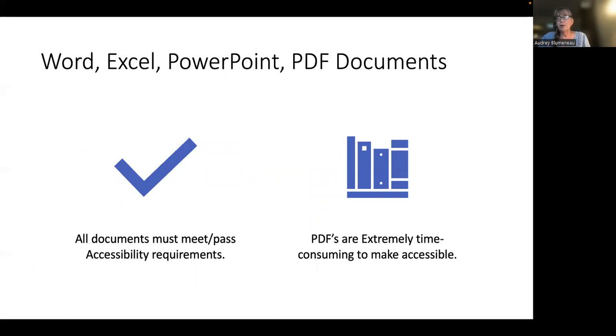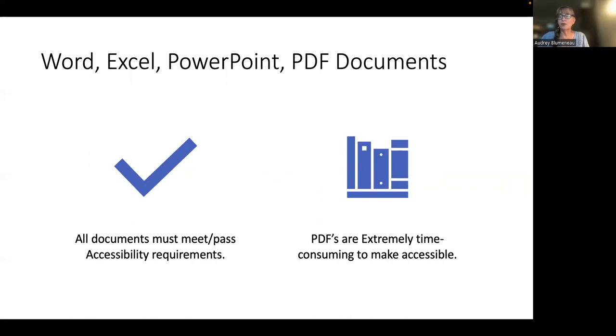Word, Excel, PowerPoint, PDF documents, these are all required to meet accessibility guidelines. So everything that we use in education, and these are the big documents used by educators, all of them have to meet and pass the accessibility requirements that a website also has to pass. PDFs are probably the worst of the crowd. They are extraordinarily time-consuming to make accessible. And unless you know something about HTML and tags, it's extraordinarily confusing.